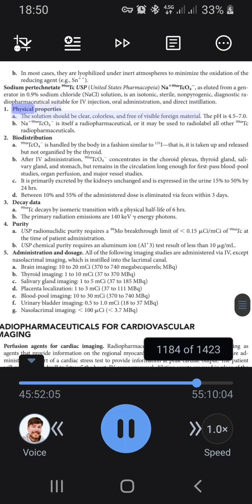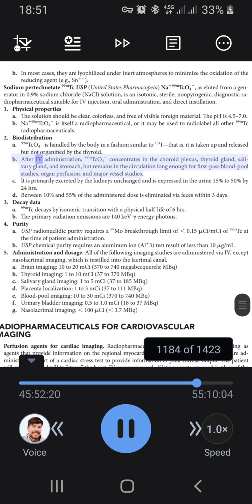1. Physical properties. The solution should be clear, colorless, and free of visible foreign material. The pH is 4.5 to 7. B. Na 99mTcO4 is itself a radiopharmaceutical, or it may be used to radiolabel all other 99mTc radiopharmaceuticals. 2. Biodistribution. A. 99mTcO4 is handled by the body in a fashion similar to iodide, that is, it is taken up and released but not organified by the thyroid.